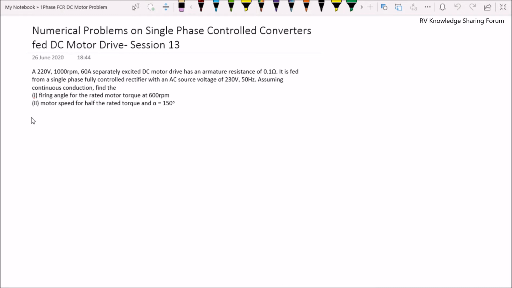In today's session 13 of electric drives and control, we are going to solve some problems on single phase controlled rectifier fed DC drives.